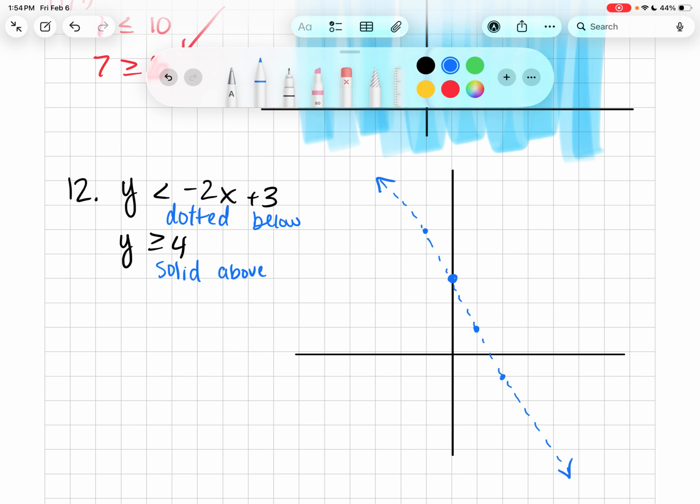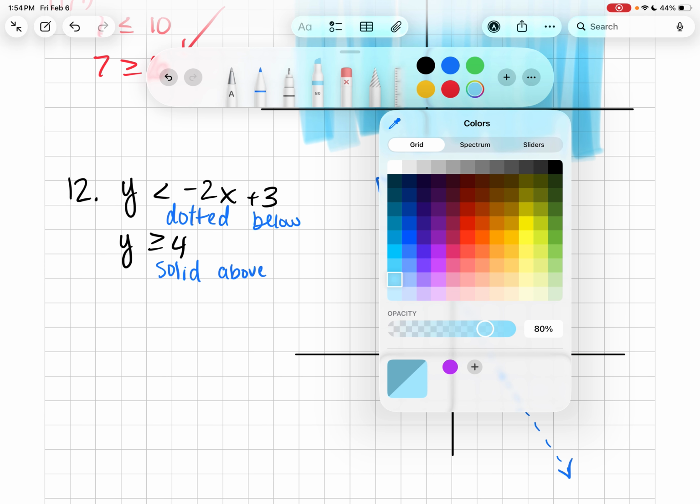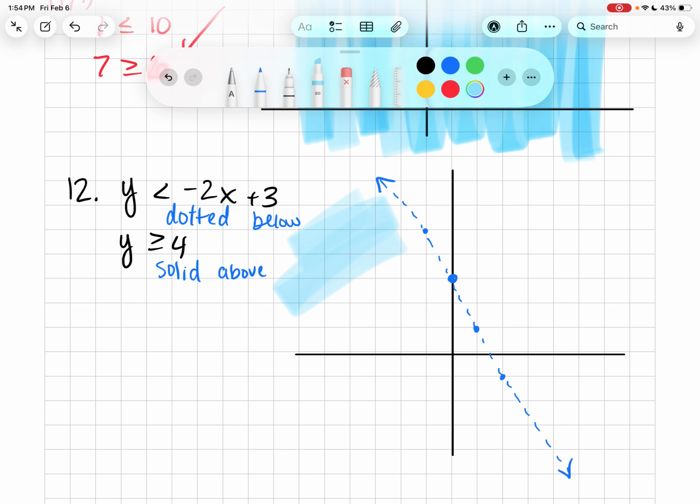All right, now we're below. We're where the y values are smaller. Well, my y values are smaller over here on this side. So it's going to be down in here. This one is getting shaded.